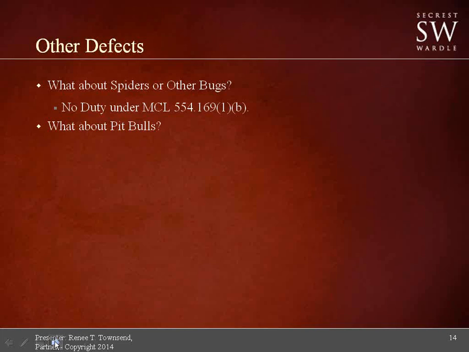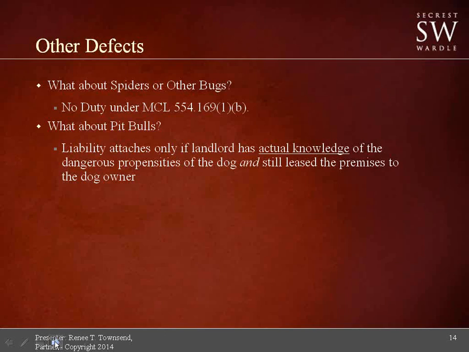Another issue that comes up a lot is dogs, and pit bulls in particular. Michigan courts have rejected the argument that property owners should be strictly liable for attacks by their tenants' dogs. Unlike dog owners, who are strictly liable for injuries inflicted by their dogs under the dog bite statute, more is required to impose liability on a landlord. A landlord is liable for injuries caused by the attack of a tenant's dog only where the landlord has actual knowledge of the dangerous propensities of the dog and where the landlord, having that knowledge, nevertheless leased the premises to the dog's owner or by the terms of the lease had the power to control the harboring of a dog by the tenant and neglected to exercise that power.